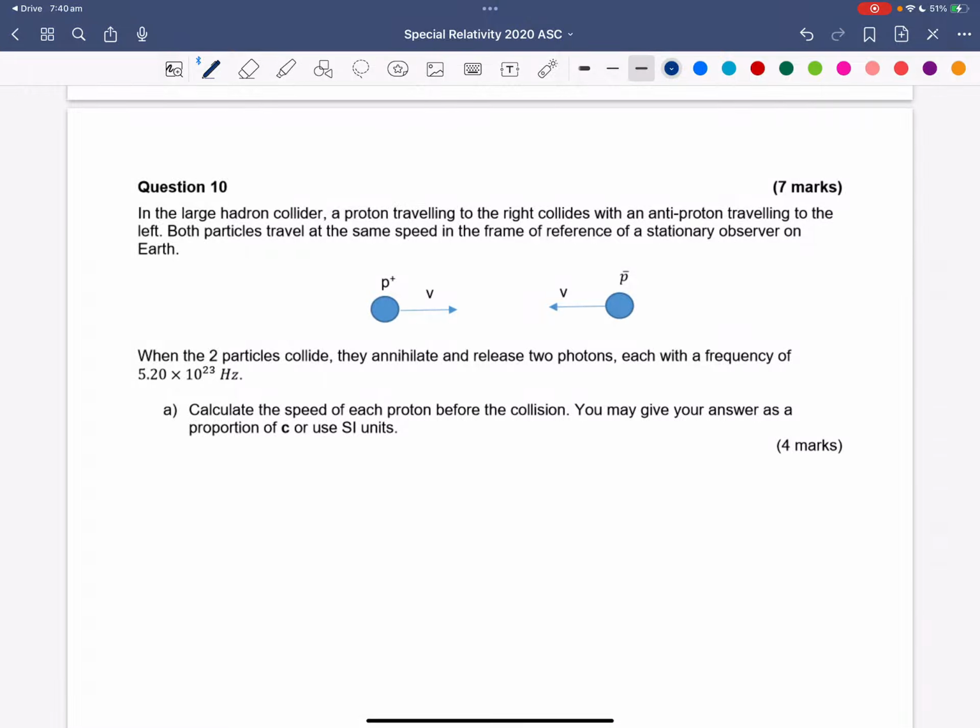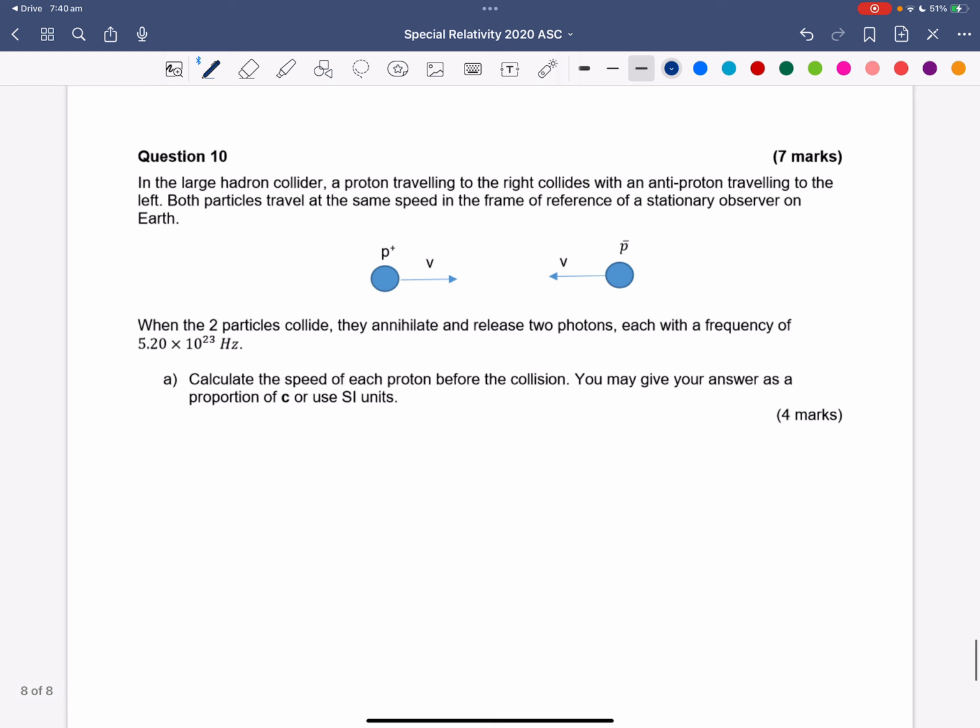Last question. In the Large Hadron Collider, a proton travels to the right, collides with an antiproton traveling to the left. Both particles travel at the same speed. Great. When the two particles collide, they annihilate and release 2 photons. Okay, so the two collide. They're both particles, proton and antiproton, the same mass, traveling at the same speed. They collide and they release 2 photons. Fine. Calculate the speed of each proton before the collision.